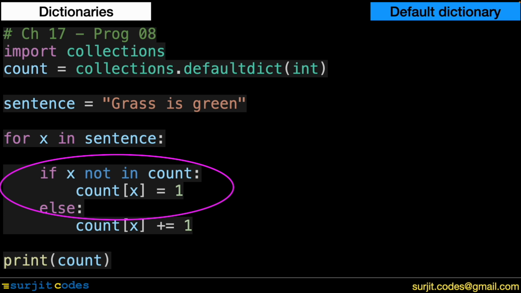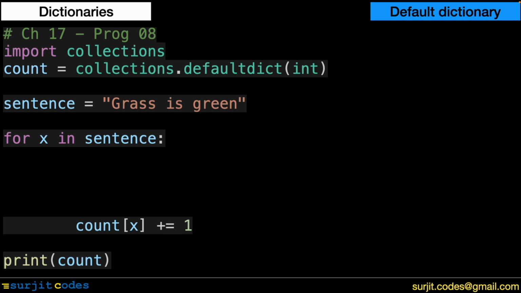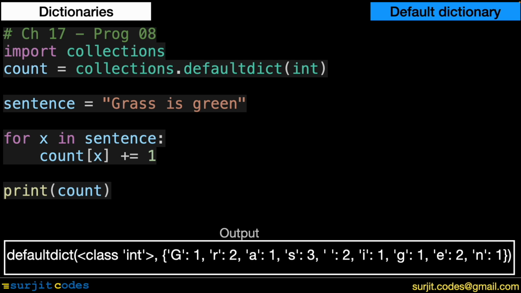For x not present in the count, the default value is 0, that is made 1 by this increment. So the modified program becomes simplified. Not only that the program has become simpler, it runs faster. We increase the count of each item by 1 without checking for its existence. All letters missing in the dictionary automatically get 0 value in the beginning. Output for this program is as shown here. Notice that all values for this output are integers.